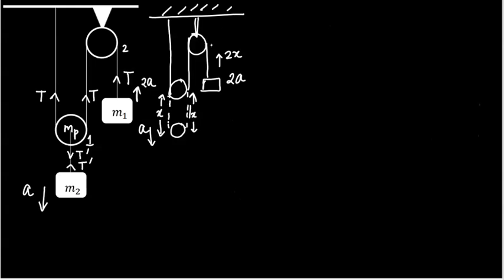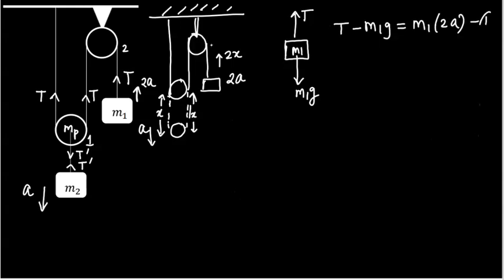Now let's look at the free body diagram. Let's say the free body diagram of m1 looks like this. We have the tension T upwards, and the downward force is m1g. Now the m1 block is going up, so this will be T minus m1g is equal to m1 times 2a, because 2a is the acceleration of the block m1.